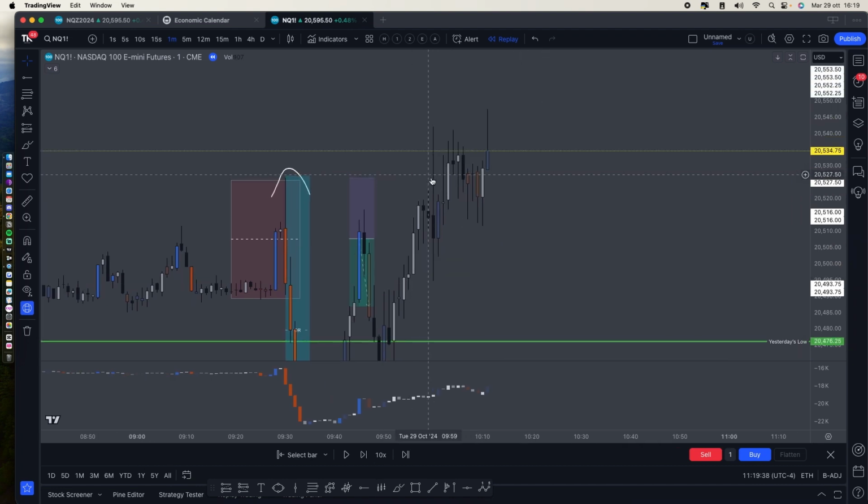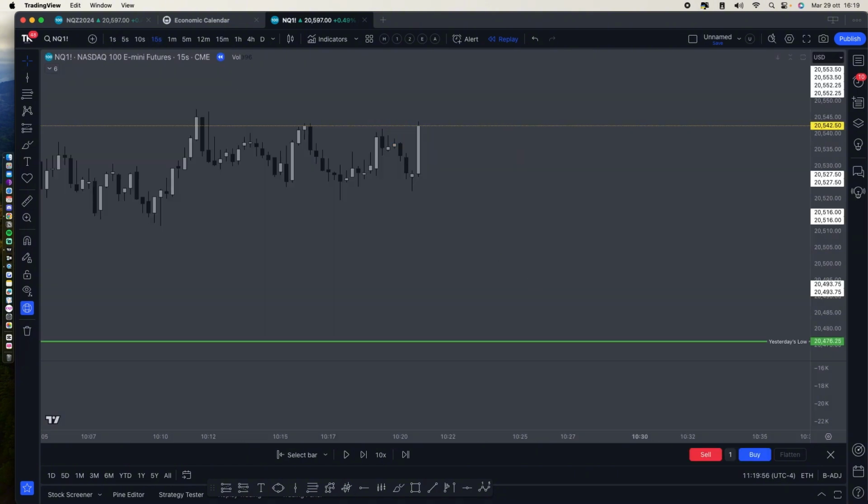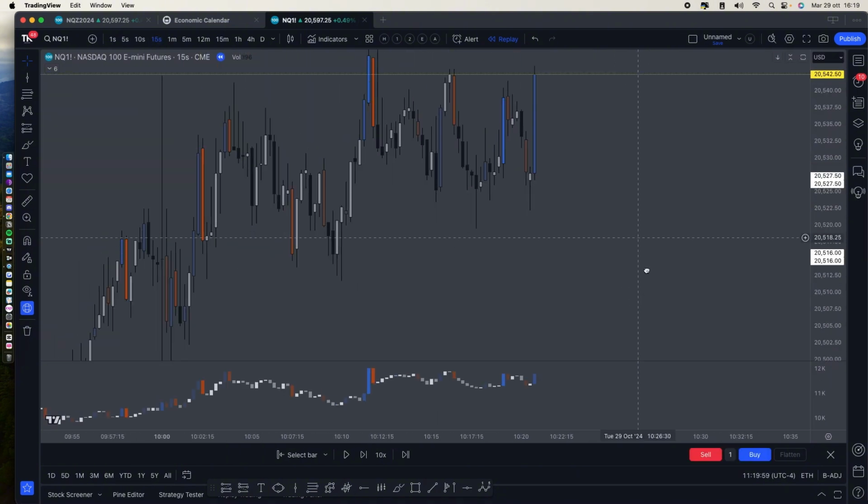This is news. This is a news candle. I will not consider it. Okay, so 15 seconds. This is a trade that I share on Discord.